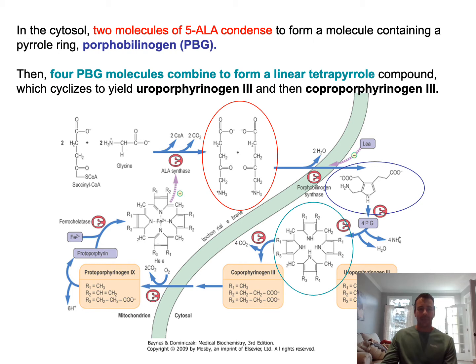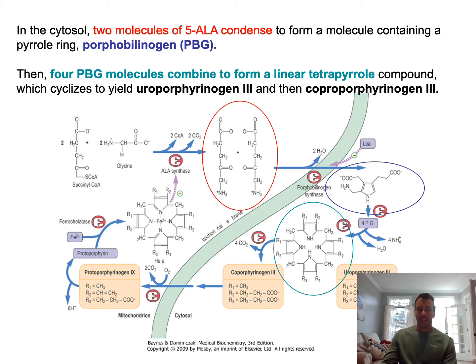In the next step, in the cytosol, 2 molecules of 5-ALA move into the cytosol. They condense to form a molecule containing a pyrrole ring, this PBG, which is shown here. And then you get 4 PBG molecules combined to form a linear compound, which ultimately cyclizes to form this beast here. Again, I don't expect you to memorize these structures at all. This ALA synthase would be an important enzyme.